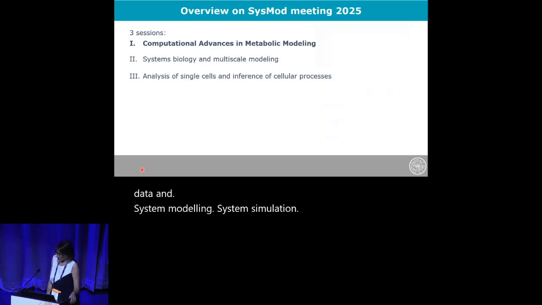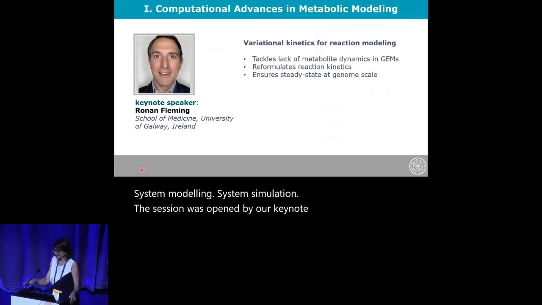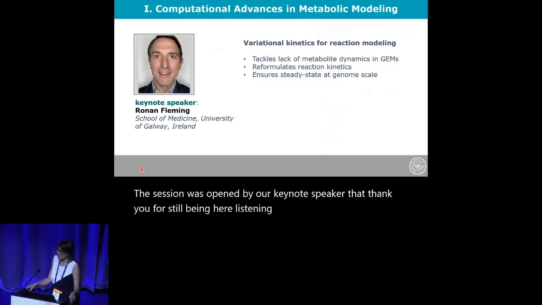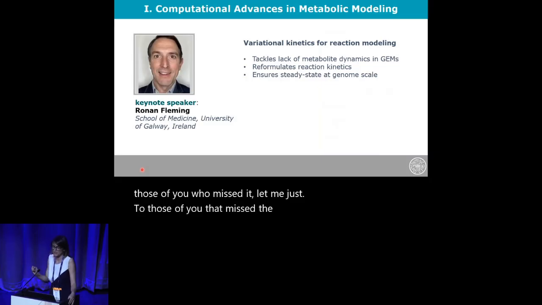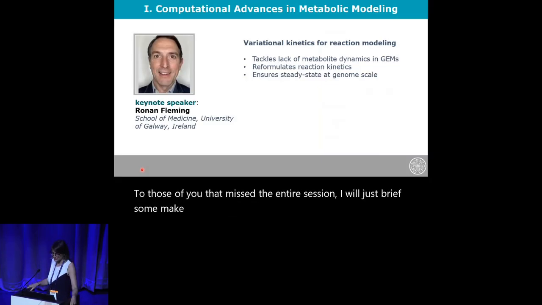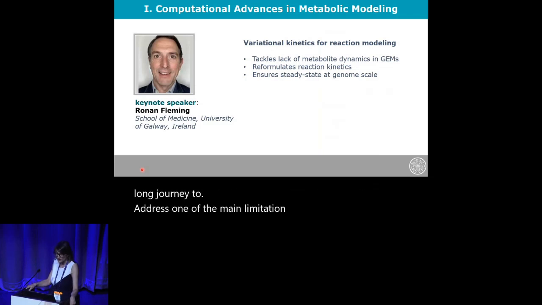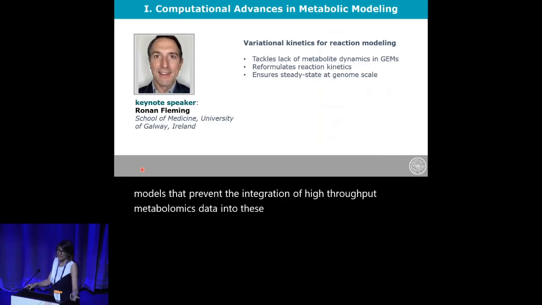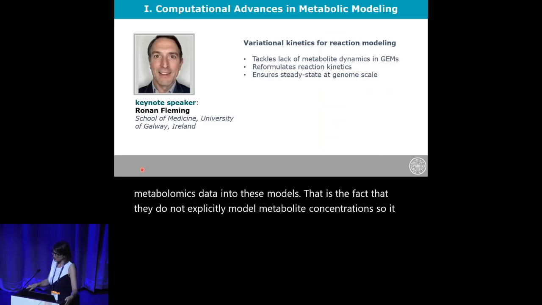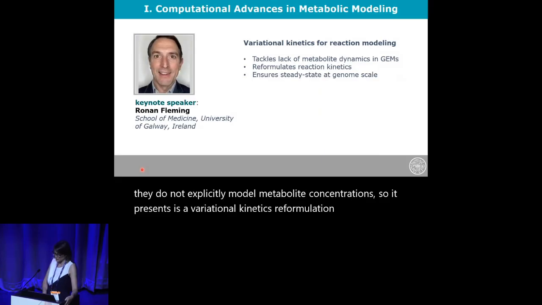The session was opened by our keynote speaker, Ronan Fleming. Thank you for still being here listening to us. And for those of you who missed the entire session, I will just make some take-home messages. Ronan illustrated his long journey to address one of the main limitations of genome-wide metabolic models that prevent the integration of high-throughput metabolomics data into these models. That is the fact that they do not explicitly model metabolite concentrations. So he presented his variational kinetics reformulation of the reaction rates.